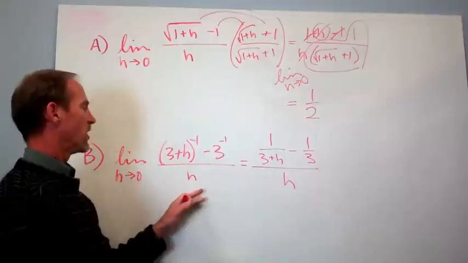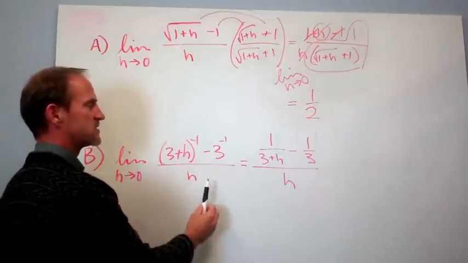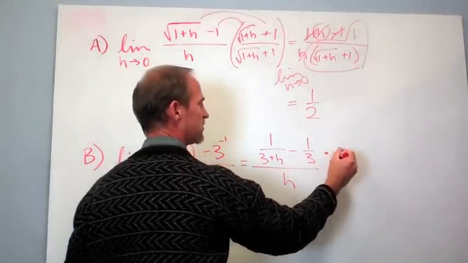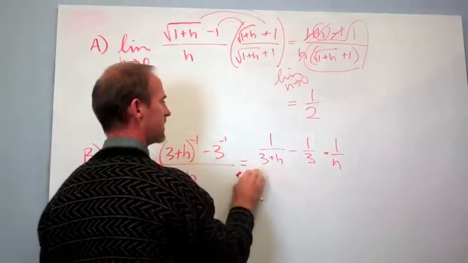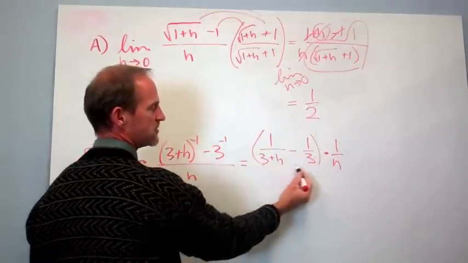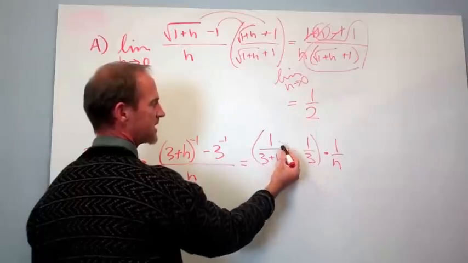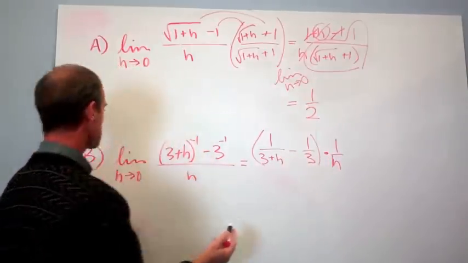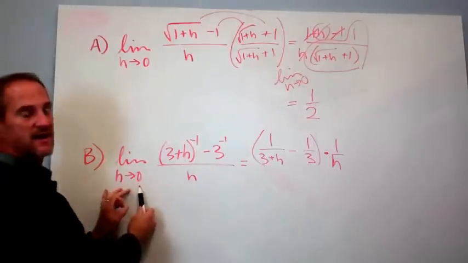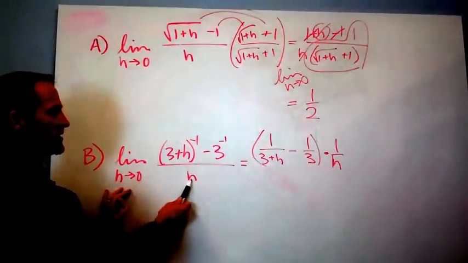All right? Well, dividing by h is the same as multiplying by its reciprocal. So I'm going to just multiply it by 1 over h and get rid of all this. All right? So I'm going to do the math on this fraction, find a common denominator and add, and then multiply it by 1 over h. Again, just to review, I can't plug in 0 because I've got 0 there in the denominator.